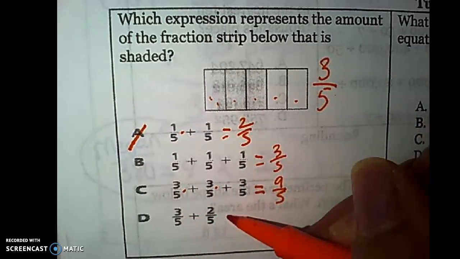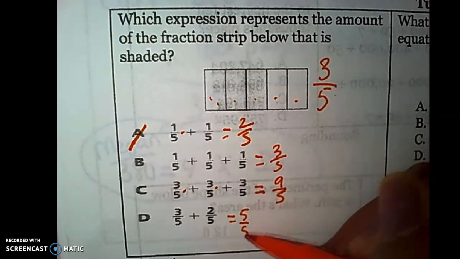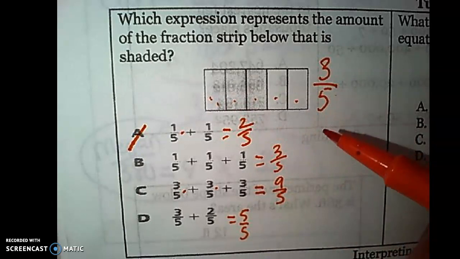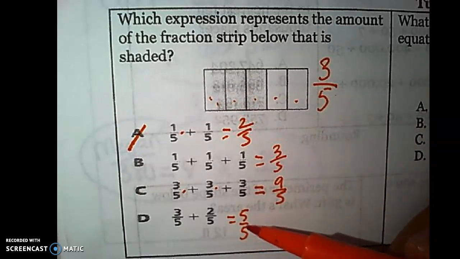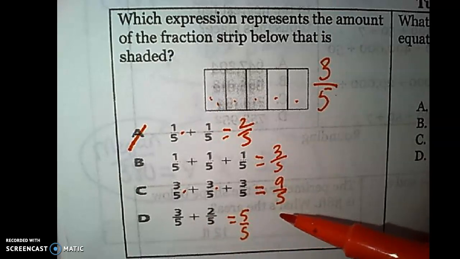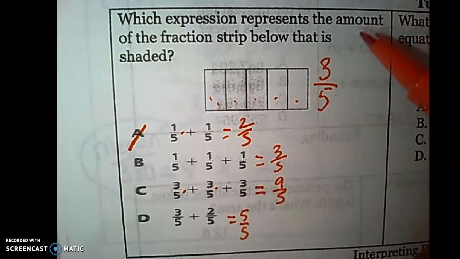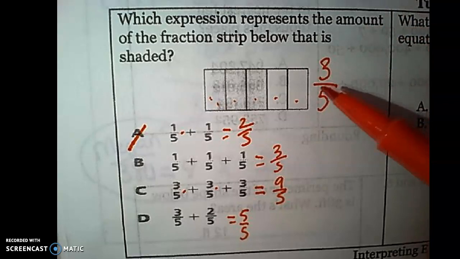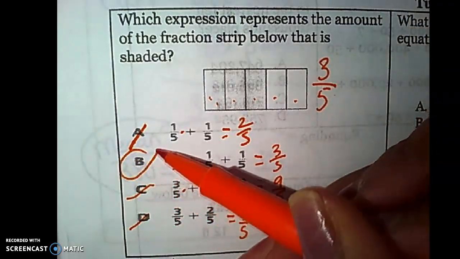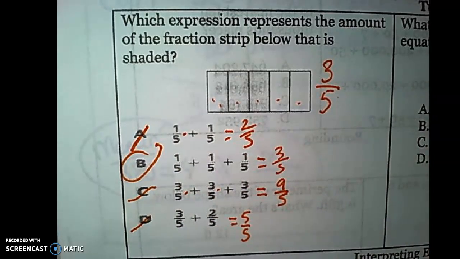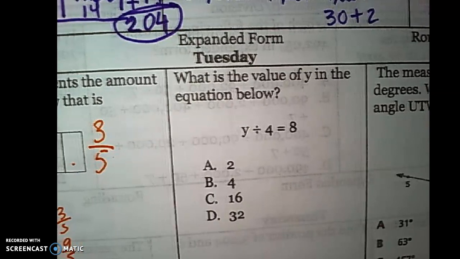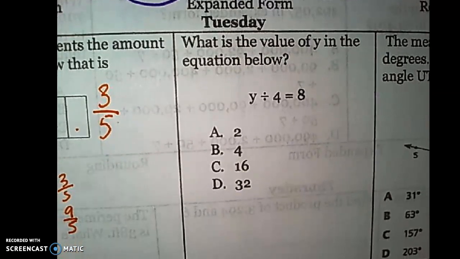3/5 plus 2/5, that's equal to 5/5. That would be equal to the whole thing if everything was shaded. So that would be a common mistake. People would probably most likely choose that one if they didn't really understand the question. But because this question says the part that is shaded, then we know our best answer has to be B. Okay, go ahead and check your work now. All right, let's go ahead and move on to the next one for Tuesday.